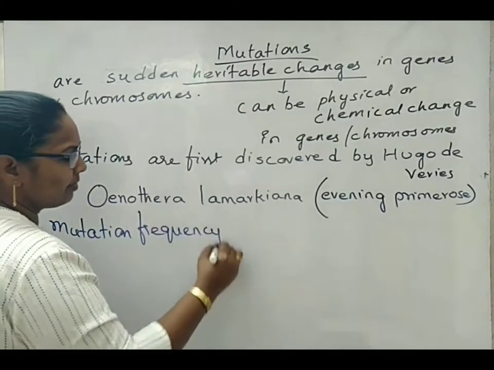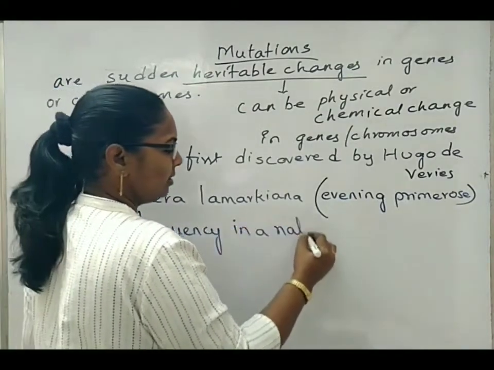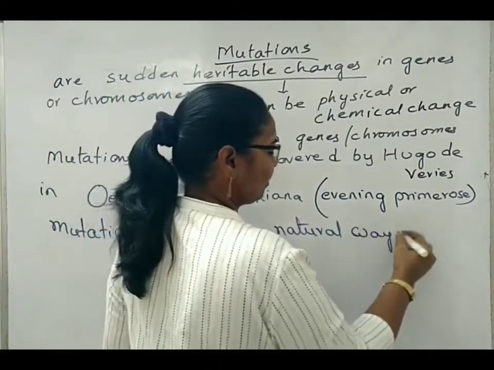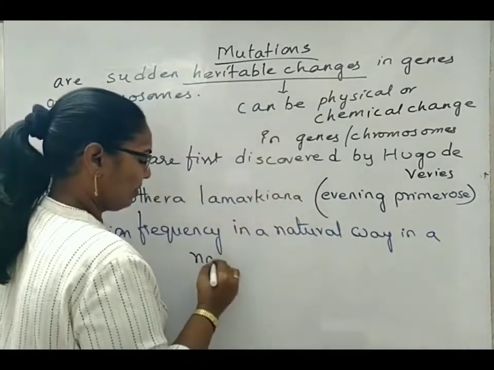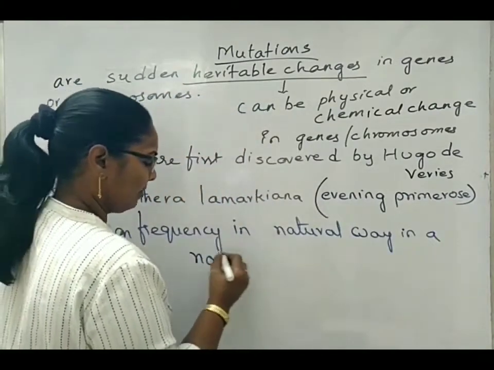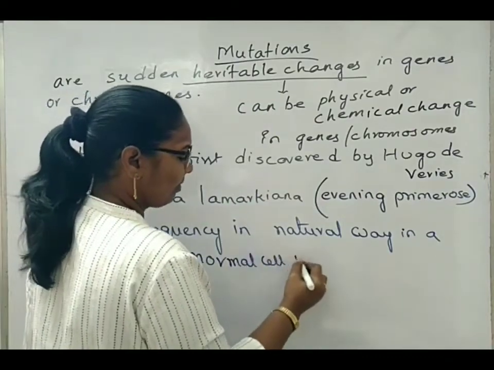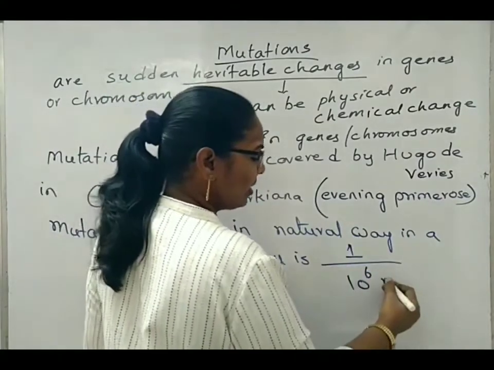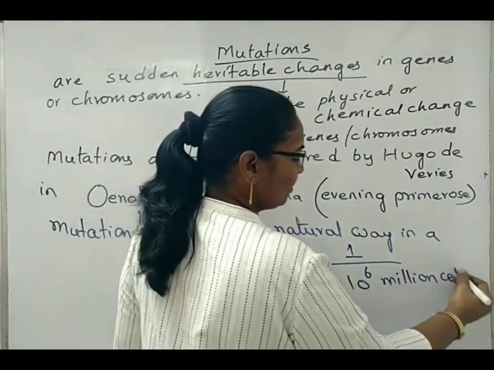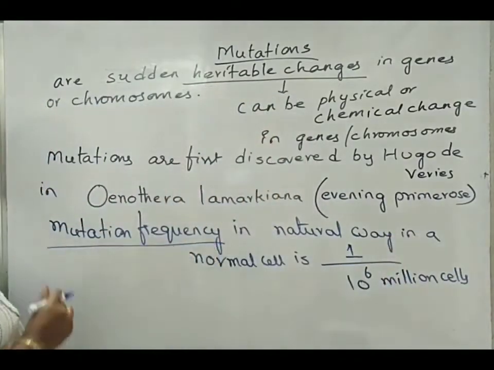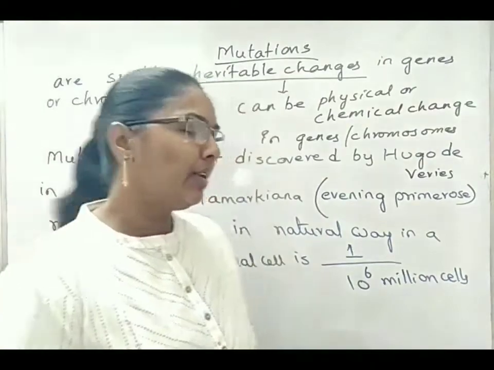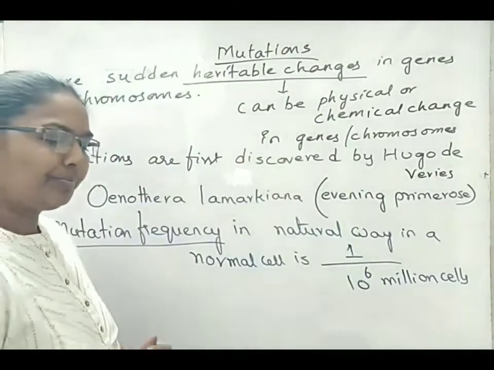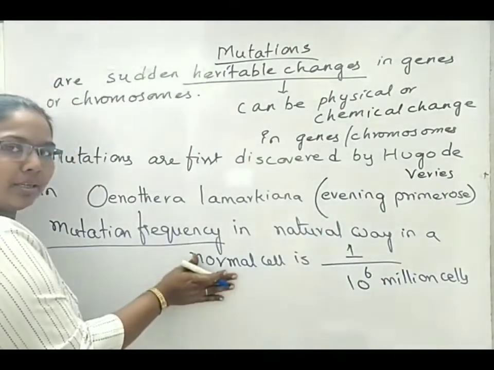Mutation frequency in a normal cell is one cell can be exposed to mutation out of 10 power 6 million cells. So normally there is no chance, but if a mutation has to happen, it will happen only in one cell out of this many cells. Now, this is about natural mutation.